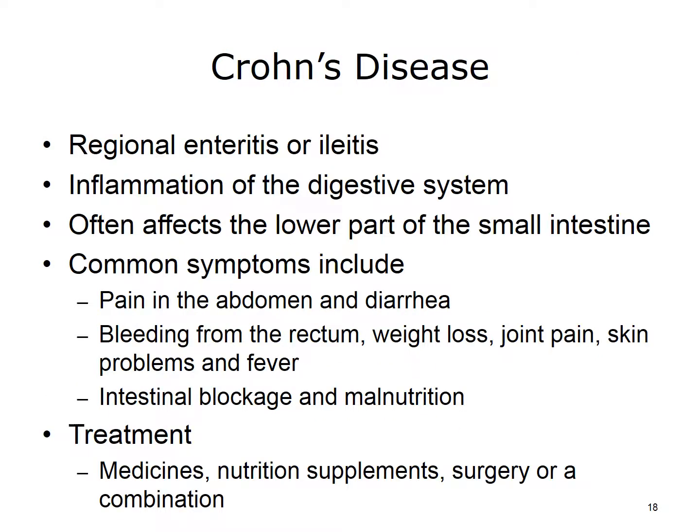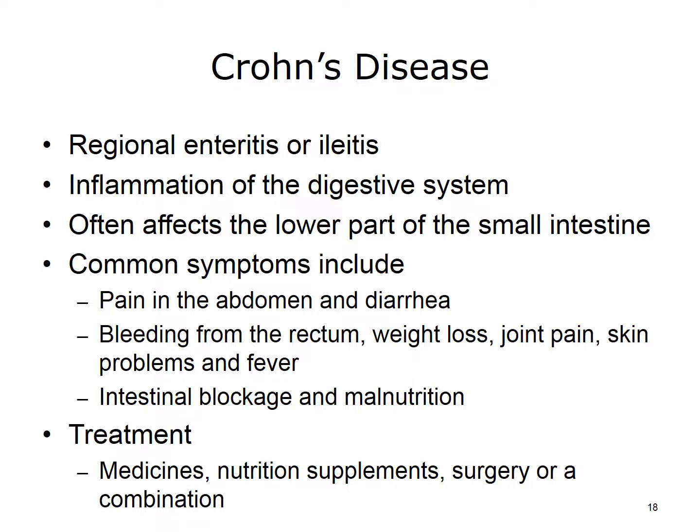The third digestive system disorder we'll discuss is Crohn's disease. Crohn's disease is also called regional enteritis or regional ileitis. Crohn's disease causes inflammation of the digestive system. It can affect any area of the GI tract, from the mouth to the anus. It most commonly affects the lower part of the small intestine, called the ileum. However, it is common for other parts of the GI tract to be initially affected. That is, 25% of the patients experience disease in their colon or large intestine.